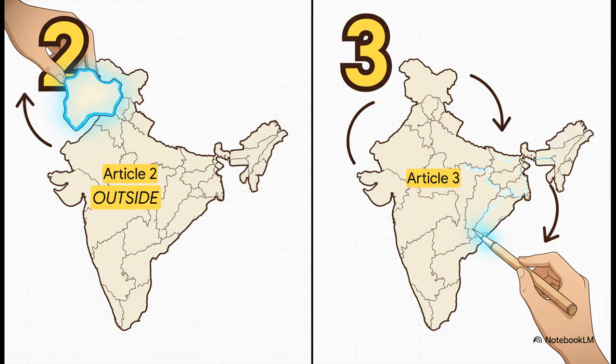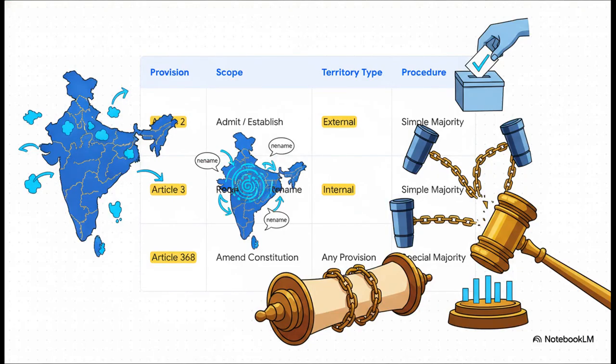So one is about adding a whole new page to the atlas. The other is just about redrawing the lines on the pages you already have. And this chart just lays it out so clearly. Look at Article 2. The scope is to admit or establish, the territory type is external, and the procedure is a simple majority. Now look at Article 3. Scope is to reorganize or rename, territory is internal, and it's also a simple majority.